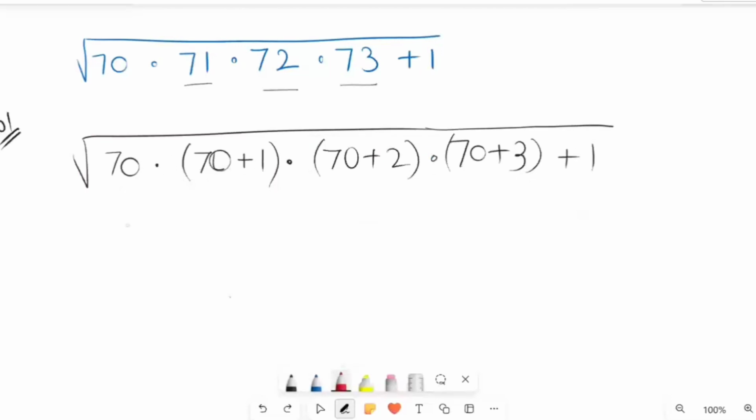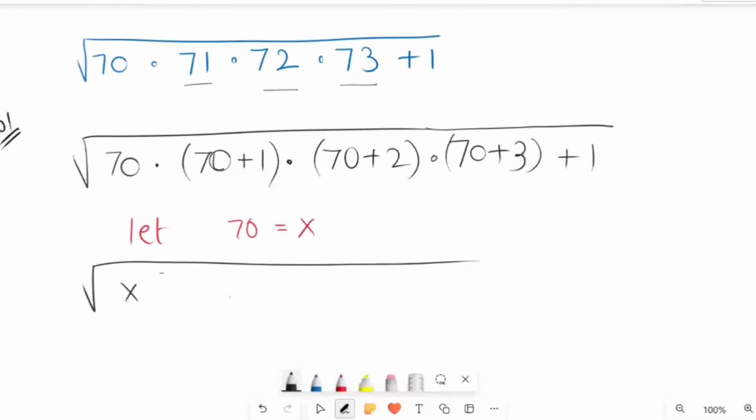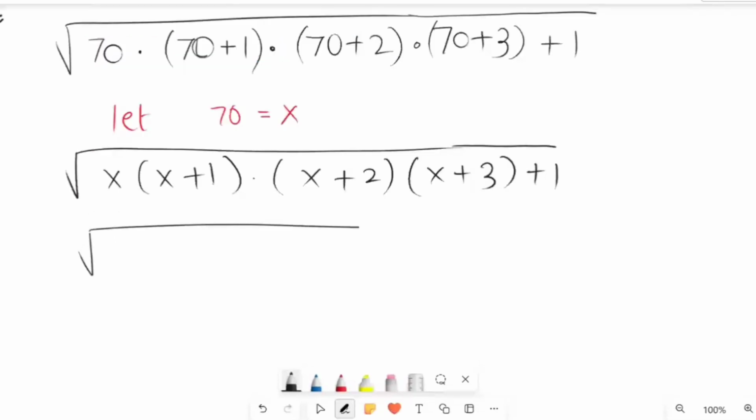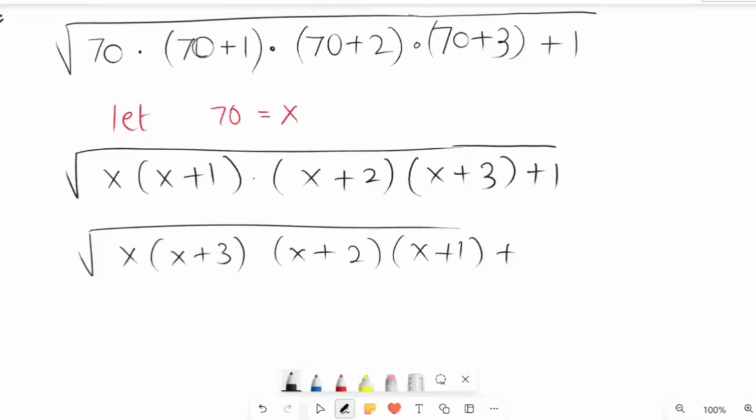So let 70 equal x. I'm going to replace 70 with x. x times (x plus 1) times (x plus 2) times (x plus 3) plus 1. We're going to rearrange the brackets first: x with x plus 3, x plus 2, and x plus 1, plus 1.